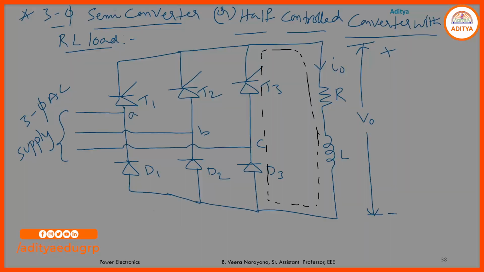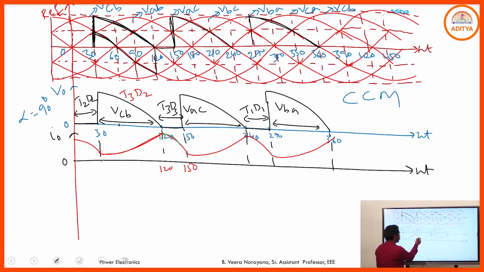Hence, the discharging current will flow like this, and T3, D3 will be in the on state, up to the next instant where VAC is available across the load. Again we have the voltage, energy is stored in the inductor, again discharges, charges. If you observe here, the current never reaches 0. Hence it operates in continuous conduction mode.